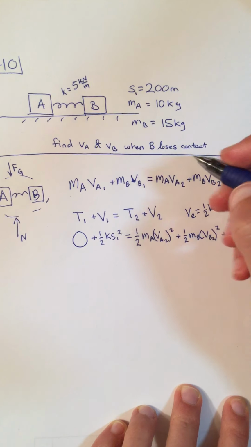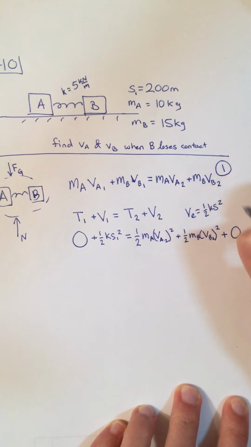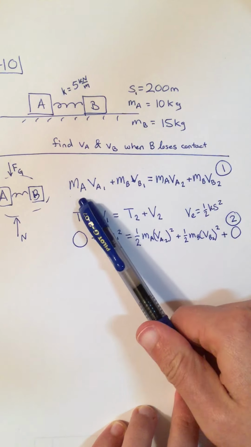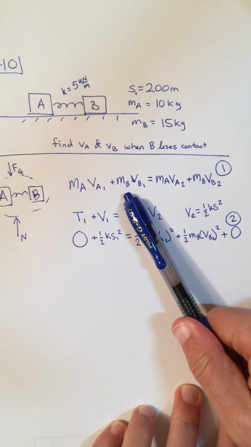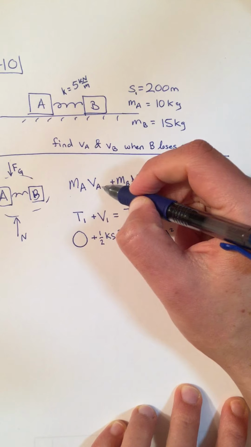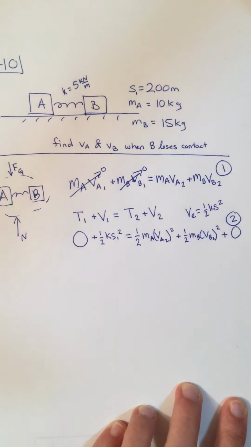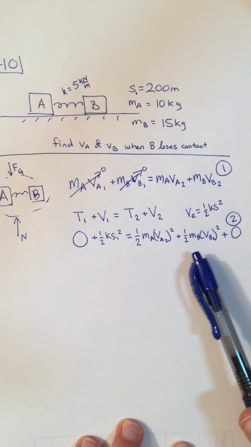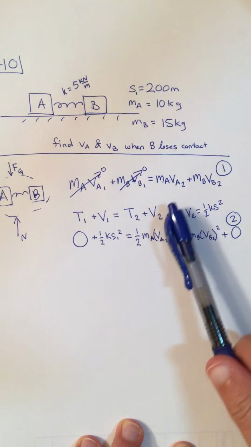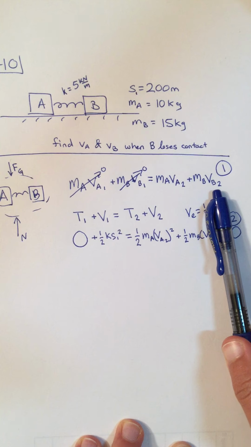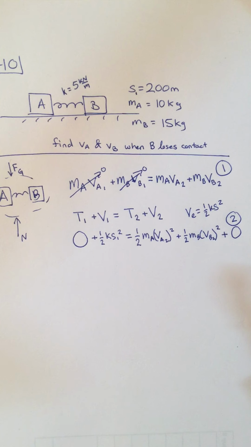Now we have two equations and two unknowns. This is equation 1. This is equation 2. We know mass A, we know mass B, and the initial velocity is 0 for both A and B. So we only have two unknowns in these equations. We are looking for the final velocity of A and the final velocity of B. So we can put in everything that we have and solve our two equations and two unknowns.